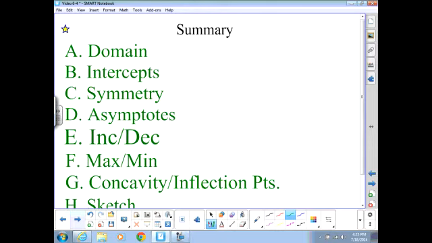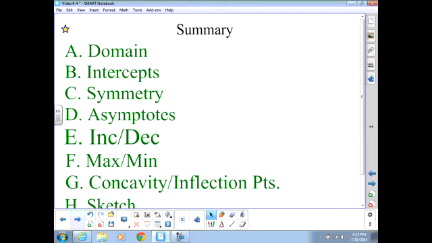So here's a summary of them all together. We'll find our domain. We'll find our x-intercepts and y-intercepts. We'll check to see if there's even or odd symmetry. Now keep in mind, sometimes there might not be either. Again, the symmetry is really just something to make your life a little bit easier. It can be done without that.